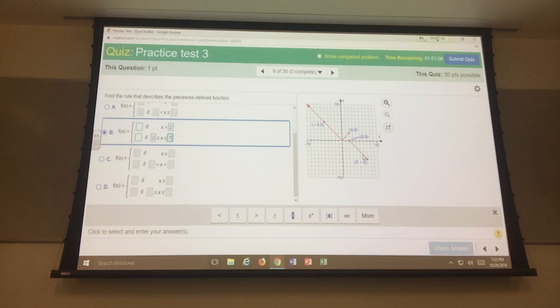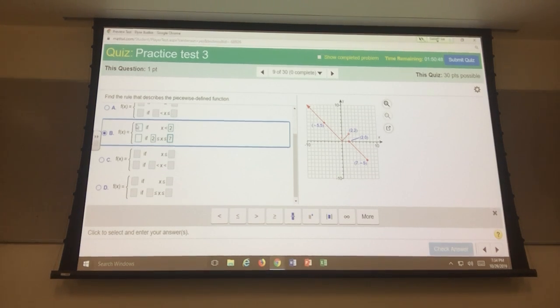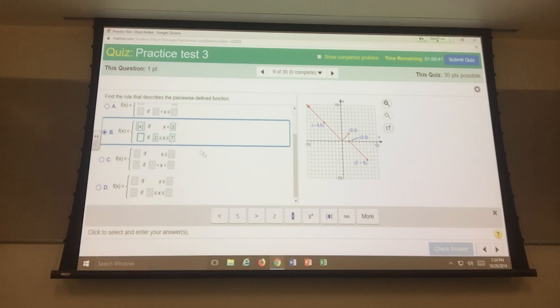Okay, so does this look like a basic absolute value function? Yes. It still goes through 2, 2. It goes through negative 5, 5, and everything. So this is just the absolute value of x. What about this one then? How do we figure out what that line is?